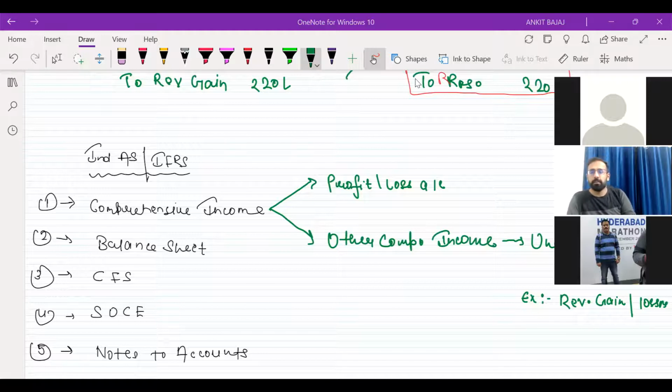So here, we have to recognize revaluation gains or losses from any property in other comprehensive income. Or there could be several other types of transactions which we can record in this financial statement in other comprehensive income. I can give you some more examples: foreign exchange gains or losses. There are some specified kinds of transactions which you have to record here.